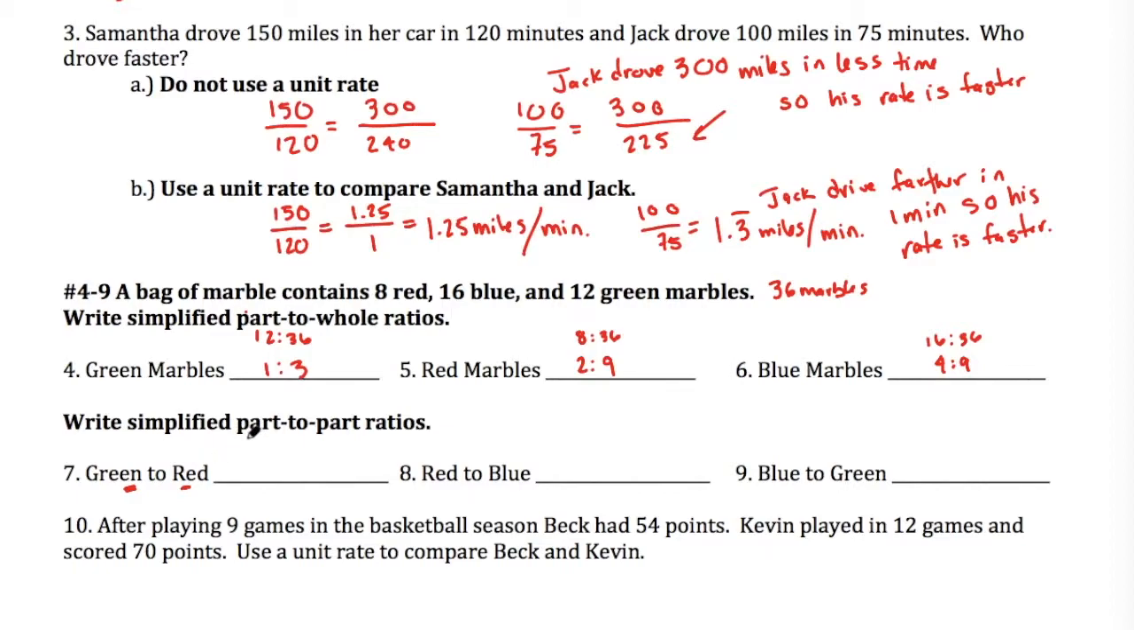So we start off with green, which is 12, to red, which is 8. We can simplify both of those by dividing by 4, and we get 3 to 2. So that's our simplified green to red. Of red to blue, we start off 8 to 16. Well, 8 goes into both of those, so that's 1 to 2. And for blue to green, we would start off at 16 to 12. 4 goes into both of those, so that's 4 to 3.